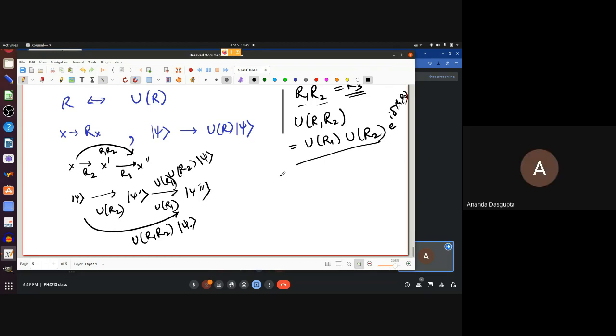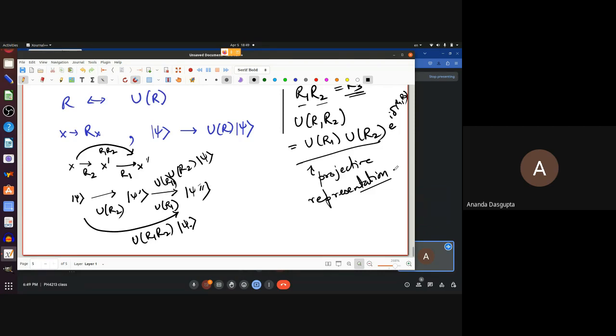Right. And this kind of thing, if this delta had not been there, then U is called a representation of the rotation group, right? Something which just reflects the group multiplication. But this kind of thing with an extra phase factor is called a projective representation. Okay, I think I've bothered you enough today, so I will stop now.